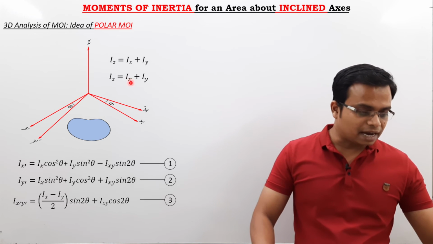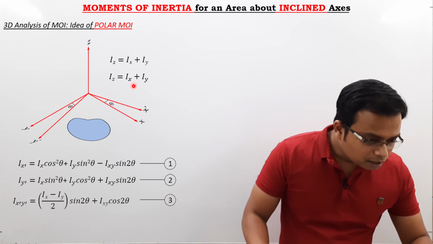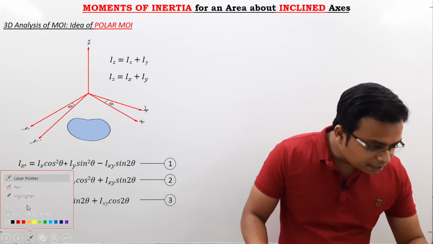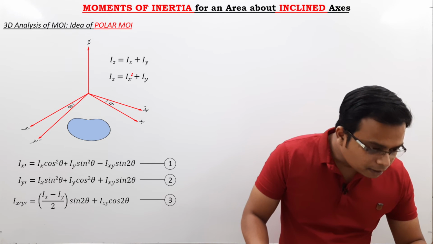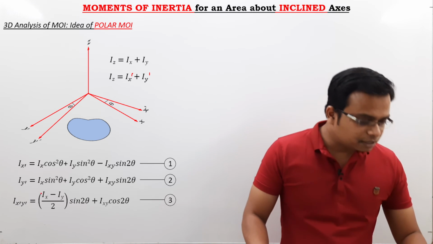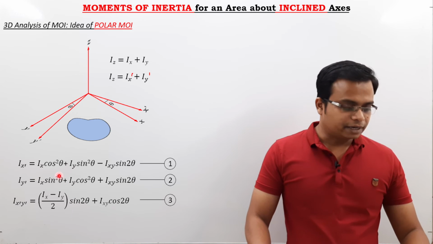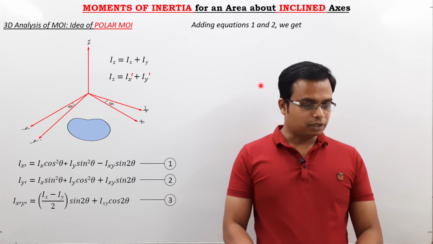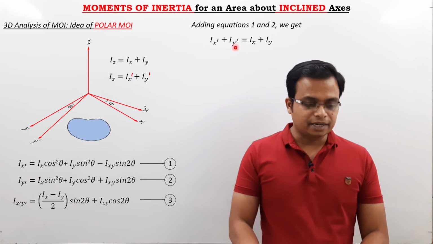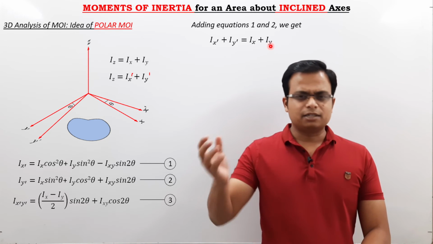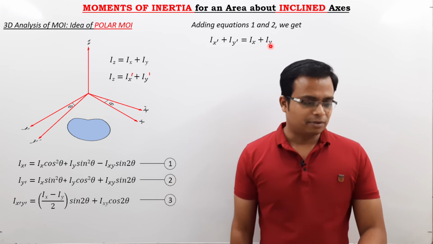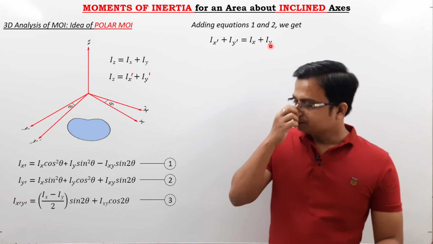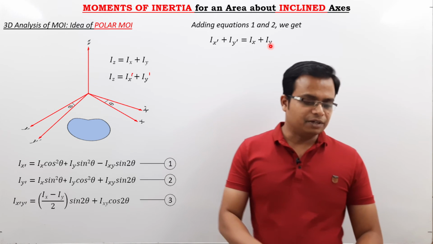I should have written over here Ix dash, Iy dash, yeah. All right, so that's it. Ix dash plus Iy dash is equal to Ix plus Iy. So that is exactly what I wanted to convey. Okay, so a bit of polar moment of inertia.